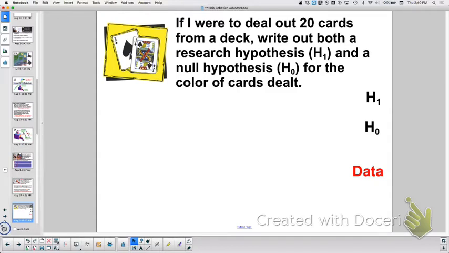Okay, thank you. Okay, so if I was going to deal out 20 cards, how many would you expect? Oh, here, a research hypothesis. I'm just going to skip this really quick.